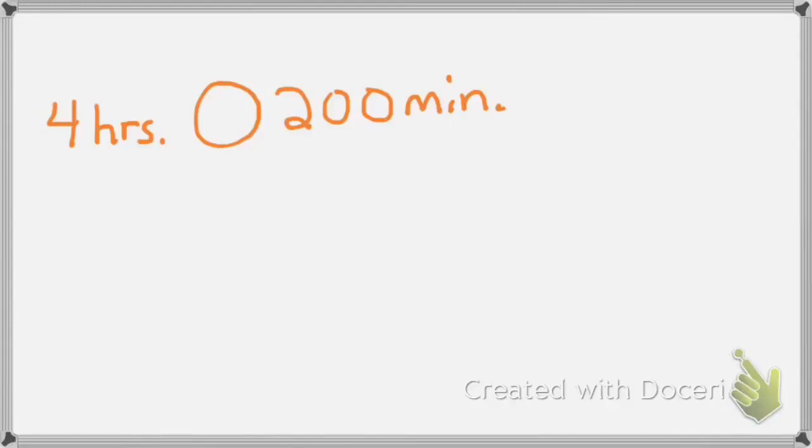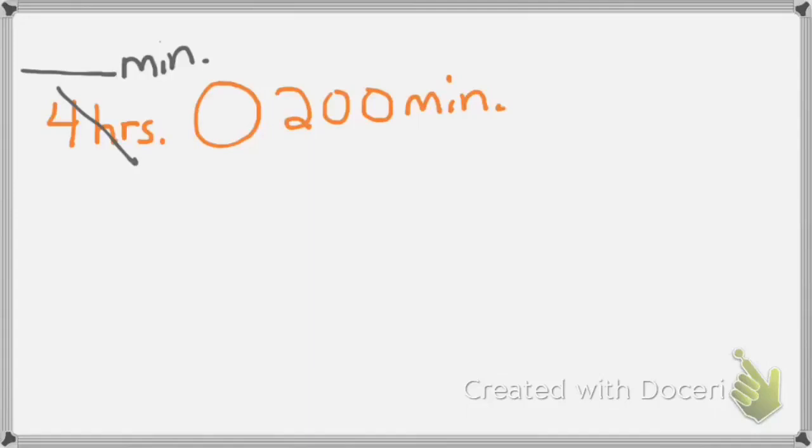Therefore, what am I going to do? I'm going to find my larger unit and cross that one out. I have hours and minutes. Well, I know hours is larger, so I'll cross out 4 hours, and I'm going to convert that into blank. My unit on the other side is minutes. So I have 4 hours equals blank minutes.